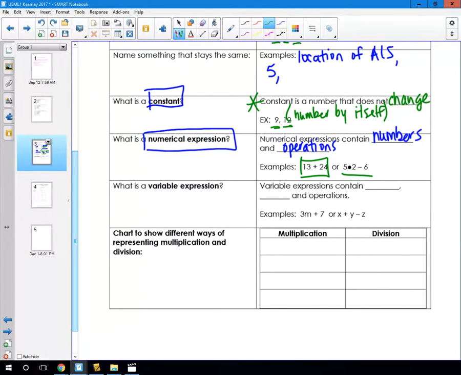Now if we were to take it a step further and talk about a variable expression, what do you think a variable expression has in it that maybe a numerical expression did not have? That's right, it has a variable. So a variable expression contains variables, and it still has numbers and operations. The difference there is it has variables. So an example, you have an example right here: 3m plus 7.